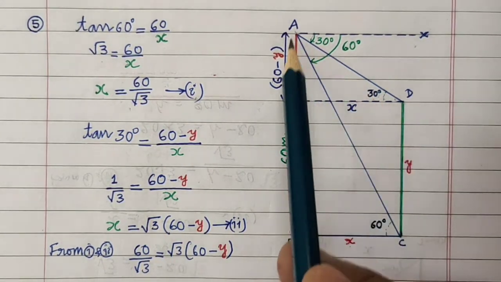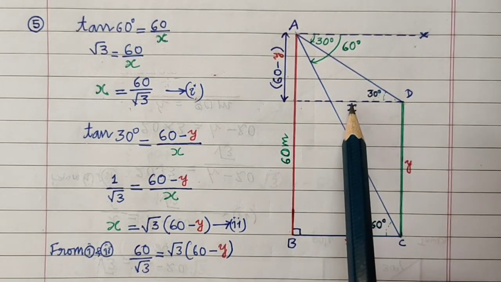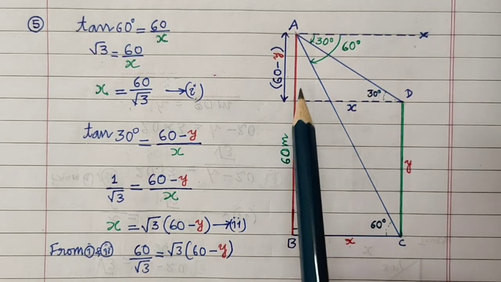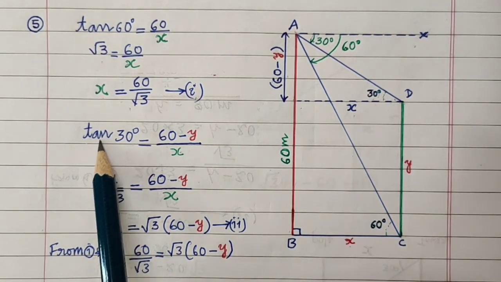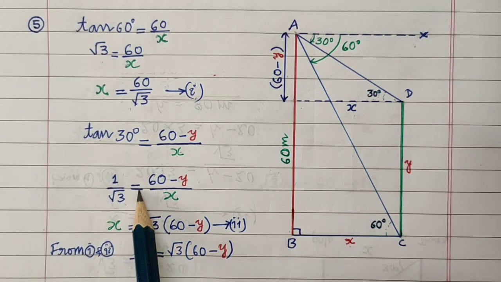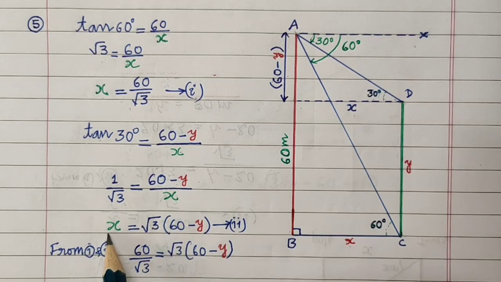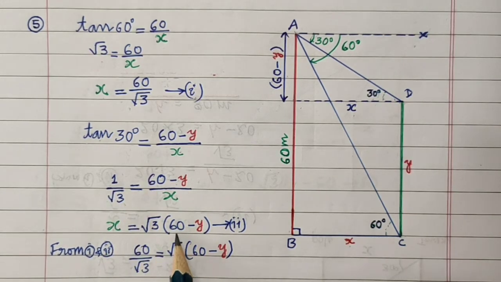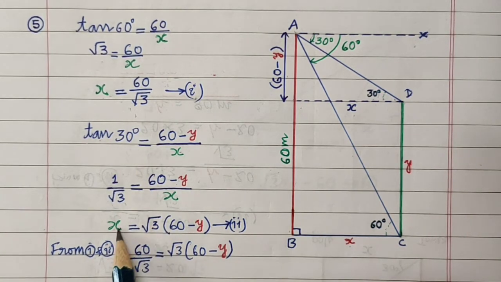Then we take this triangle, and tan 30 is perpendicular divided by x, which we just calculated as 60 minus y divided by x. Tan 30 is 1 by root 3, so 1 by root 3 is equal to 60 minus y divided by x. X is equal to root 3 into 60 minus y. We got two equations here for x: x is equal to 60 by root 3 and x is equal to root 3 into 60 minus y.